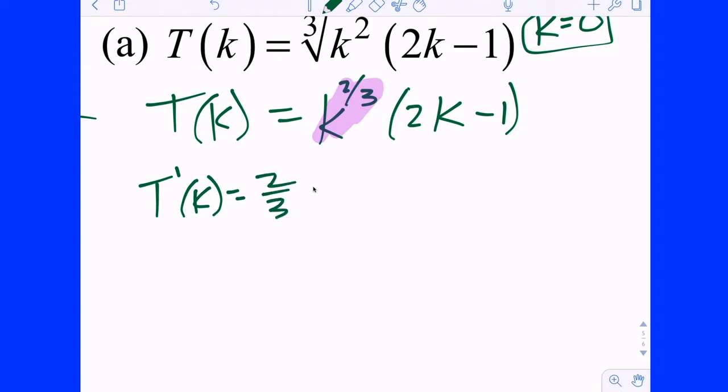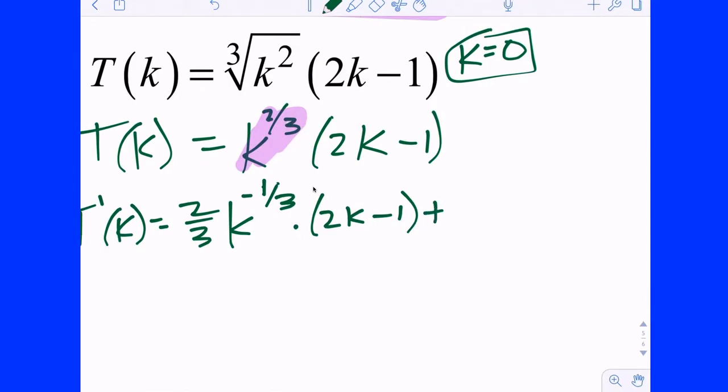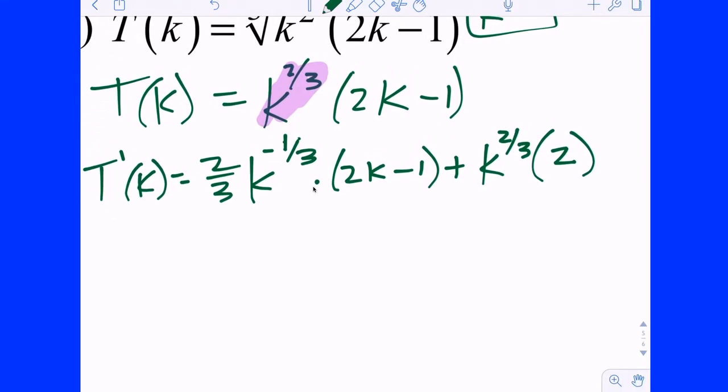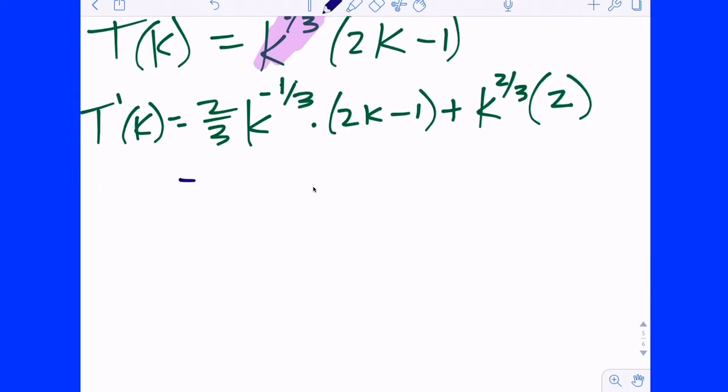So we get 2/3 k to the negative 1/3 times 2k minus 1, plus k to the 2/3 times the derivative of 2k minus 1, which is 2. Now, because we are after a full-fledged factored version of the derivative, rather than keep it as two terms and bring the negative 1/3 to the denominator, I'm going to go ahead and factor out least powers right here. I've got a 2 that I can factor out, and some k's that I can factor out.